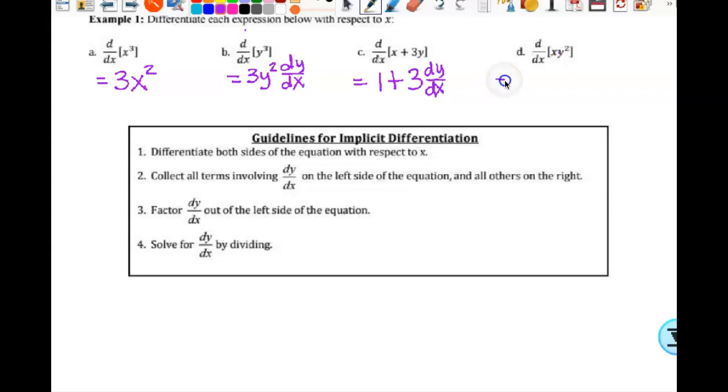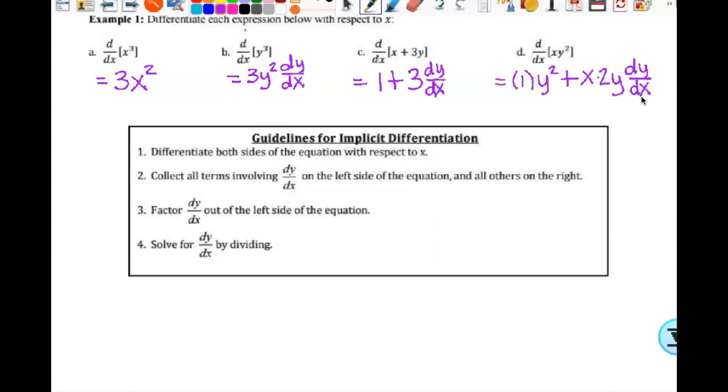So the derivative of x with respect to x is what? 1, times the second, which is y squared. I don't put a dy/dx on it because I didn't take the derivative. I just put the term in there, right? Plus the first, which is x, times the derivative of the second. What's the derivative of y squared? 2y. And then I have to multiply that by dy/dx. Okay.